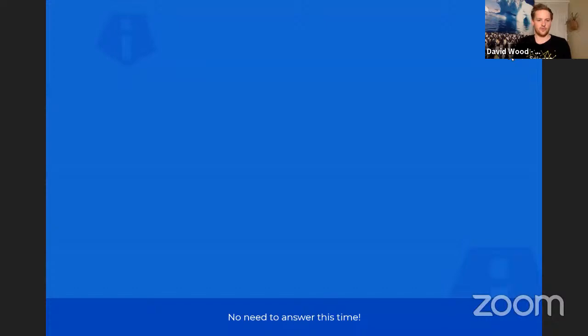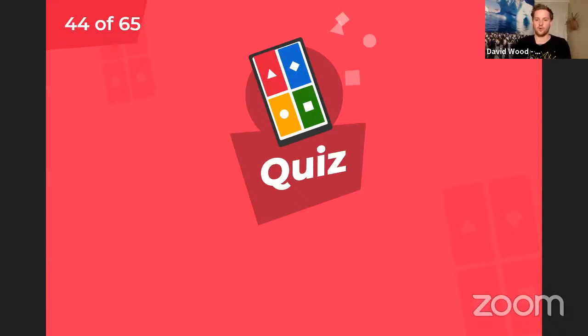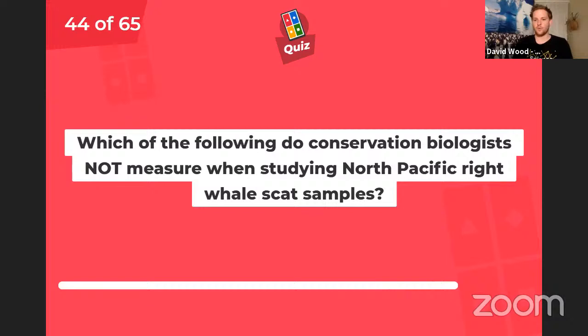Question two, super sniffing canines help the study of North Pacific right whales by tracking down whale scat. So dogs with a great sense of smell will sniff out whale scat in the Pacific Ocean and try and find North Pacific right whales that way. Which of the following do conservation biologists not measure when they're studying North Pacific right whale scat samples?